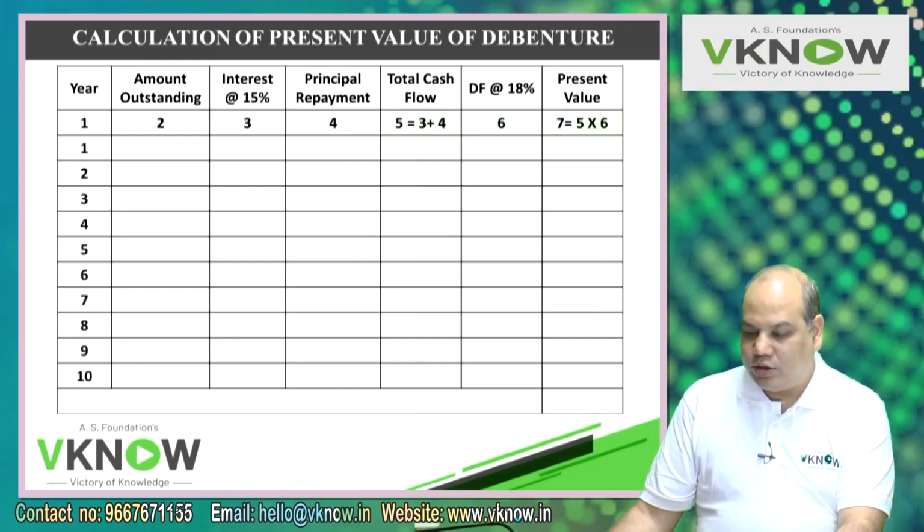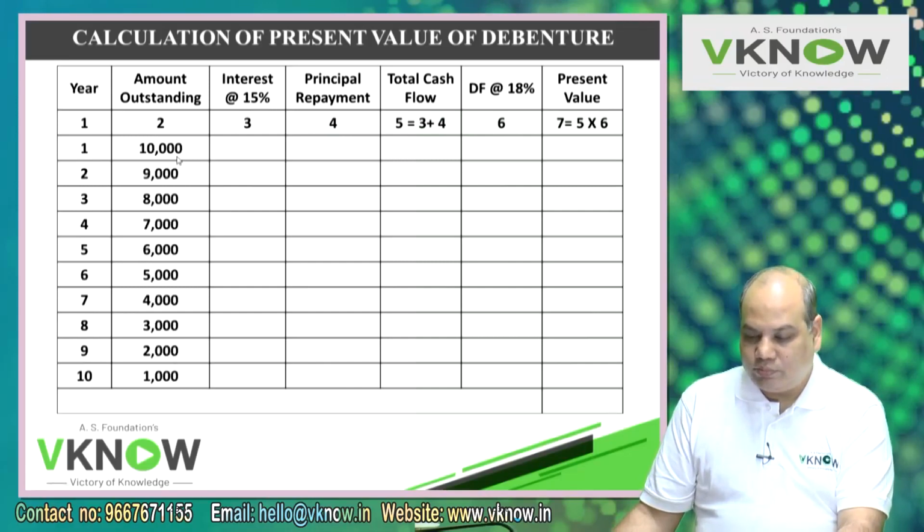First you will write in year column 1, 2, 3, 4, 5, 6, 7, 8, 9, 10. Amount outstanding column, you start with 10,000, reduce it by 1,000 every year. So 9,000, 8,000, 7,000, 6,000, 5,000, 4,000, 3,000, 2,000 and 1,000.